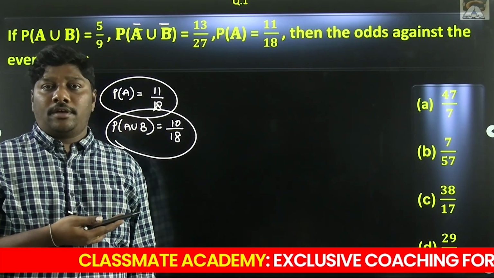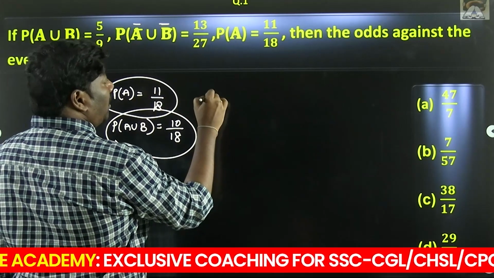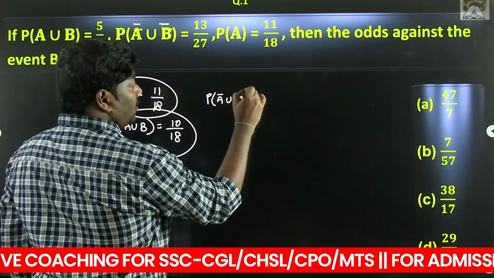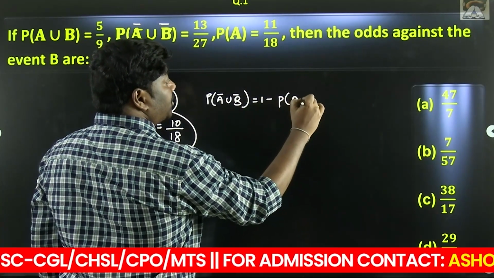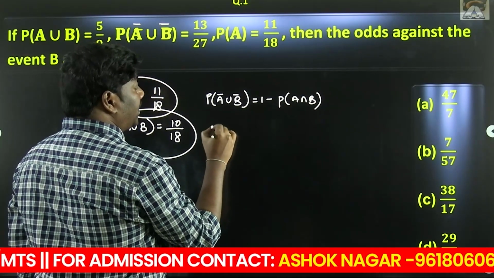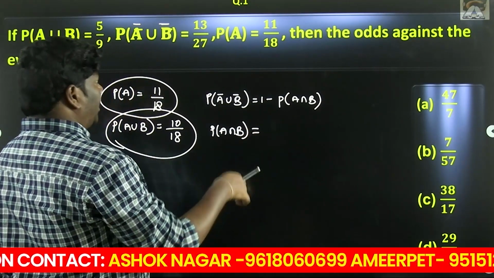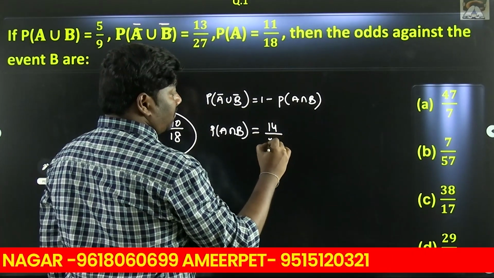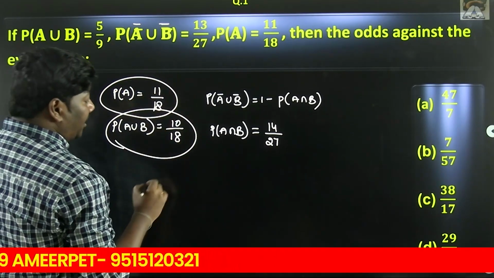But if you do it by using a formula, you may get it. By using a formula, how do we do it? We know that P of A bar union B bar is equal to 1 minus P of A intersection B. Therefore, P of A intersection B is 1 minus 13 by 27, which is 14 by 27. And we know P of A, so we'll find out P of B.